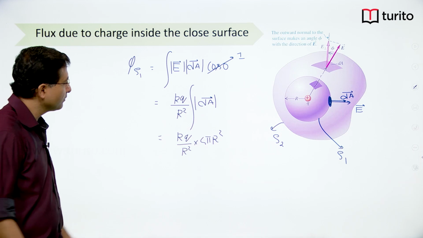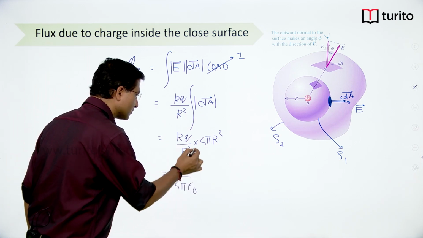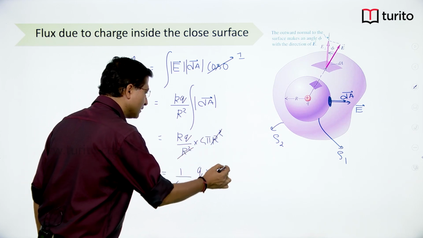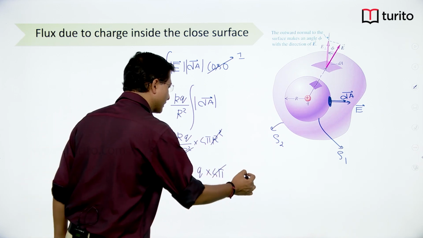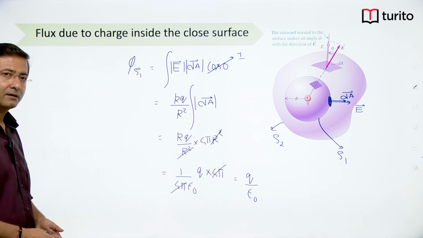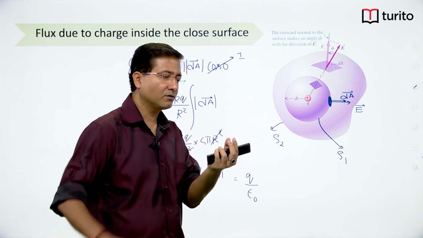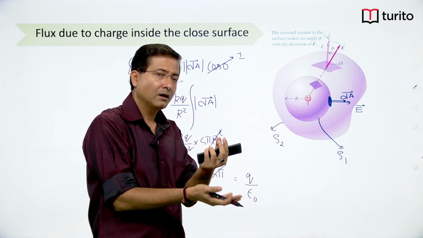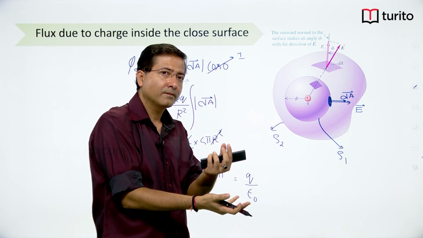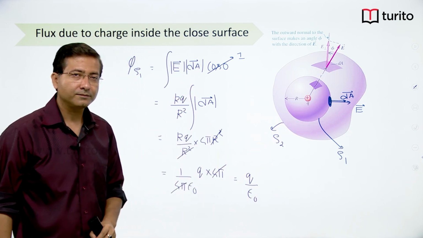and if you simplify, k is 1 upon 4 pi epsilon naught, this r square gets cancelled out, q into 4 pi, this 4 pi gets cancelled out and you are getting q upon epsilon naught. So, charge is exactly at the center of a sphere and I found how much is the flux associated with the surface of the sphere. We are getting q upon epsilon naught.